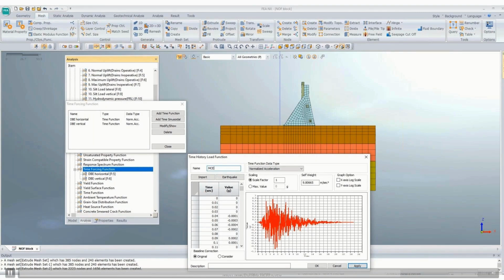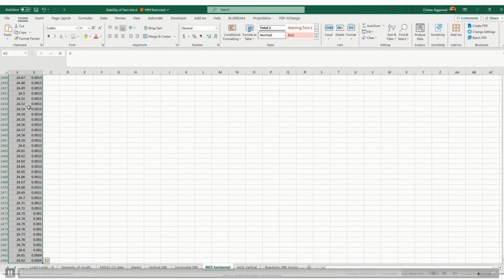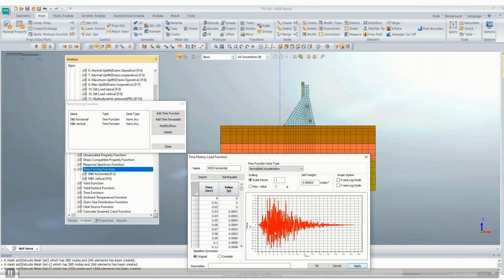MCE, maximum credible earthquake horizontal. MC horizontal, copy, apply. You can see the maximum peaks are between 2 seconds and about 8 seconds. So our structural response will be maximum within 8 seconds, then it will start reducing. Anyways, apply, and then MC vertical.